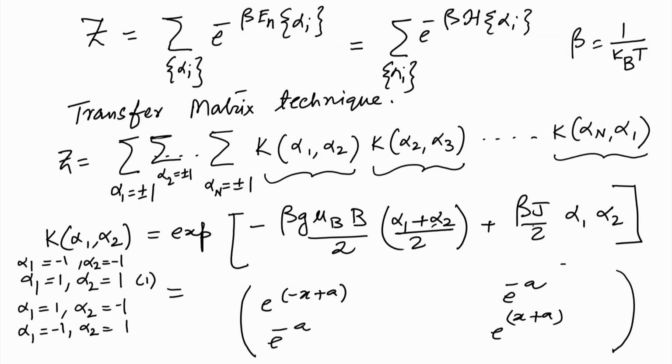However, this becomes exponential minus beta J by 2, which is written by a. I will show you that. So, these terms are cross terms, when one of them is plus 1, the other is minus 1. This one is for alpha 1 equal to 1, alpha 2 equal to 1; this is alpha 1 equal to 1, alpha 2 equal to minus 1; this term is alpha 1 equal to minus 1, alpha 2 equal to 1; and this term is for alpha 1 equal to minus 1, alpha 2 equal to minus 1. So, these are the 4 terms.